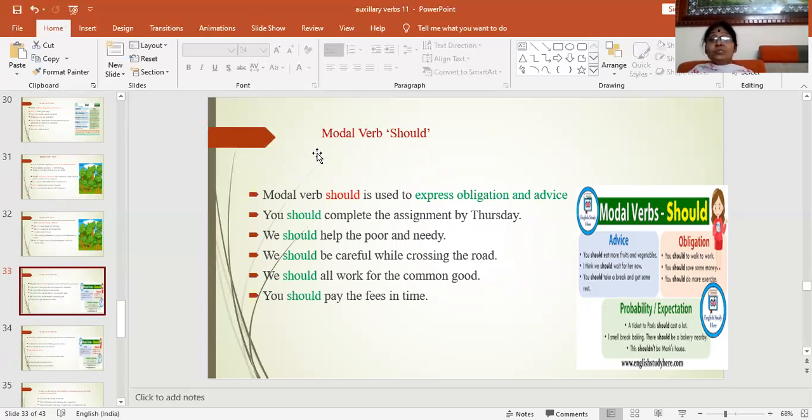Where should we use our modal verbs? Should. Modal verb should is used to express obligation and advice. Sometimes for probability and expectations also we use it. For example, you should complete the assignment by Thursday. Obligation. We should help the poor and needy. Advice. Right?